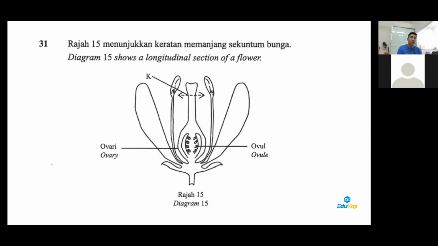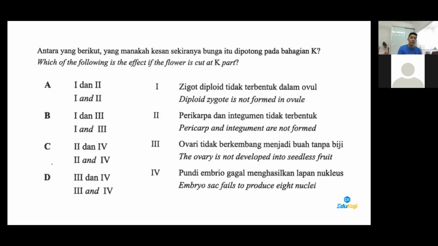31. What happens if cut at K? K is the stigma. If K is the stigma, it means pollen grain cannot land, pollination cannot occur, no double fertilization. So the zygote cannot be formed, obviously. The pericarp and integument are not formed. The ovary is not developed. In the first place, this cannot happen.